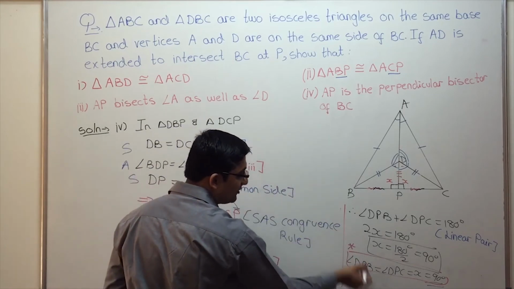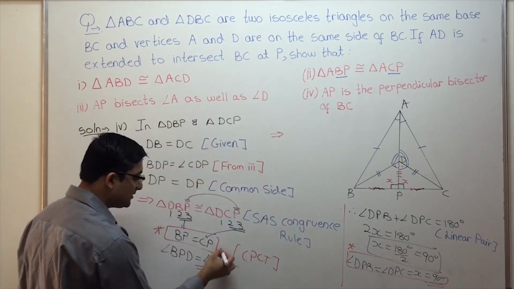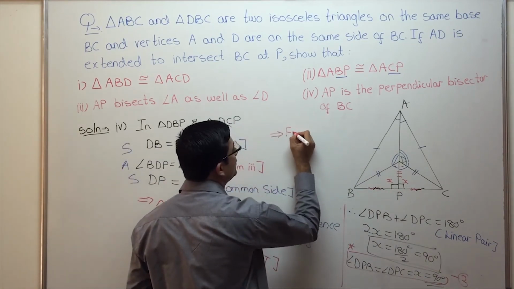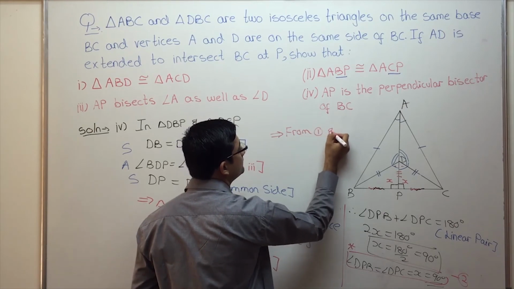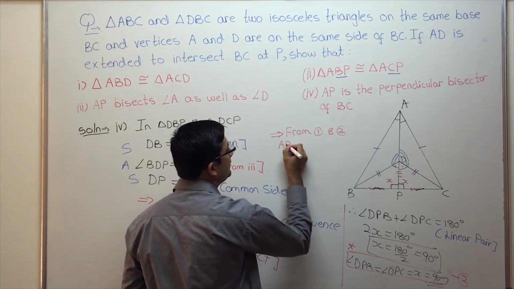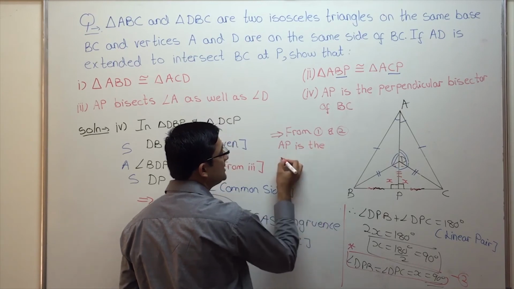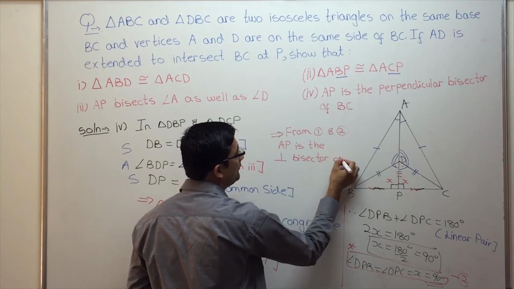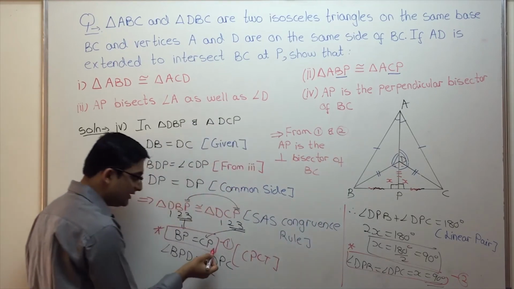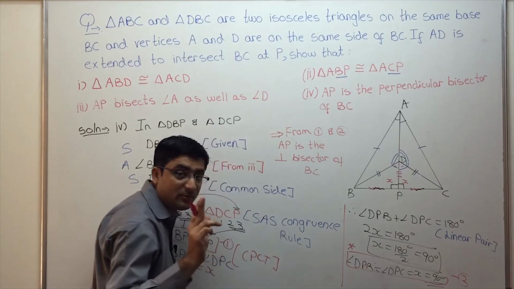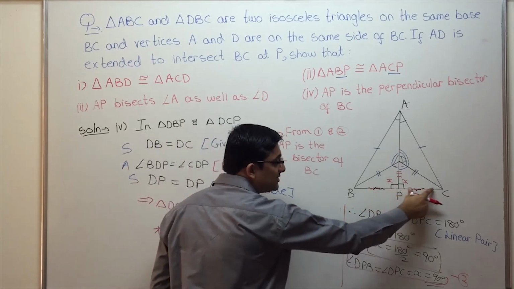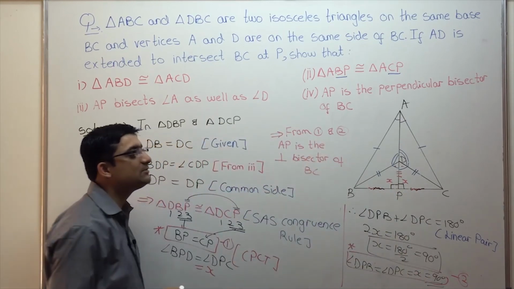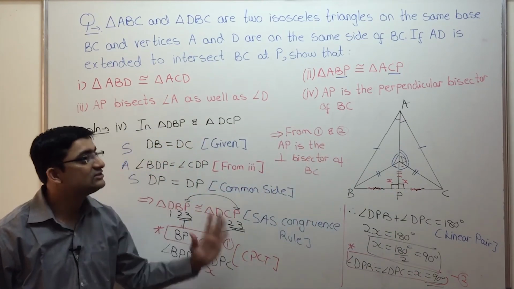So you can write over here, I'm running out of space, but you can write, this implies, let's say we call this over here 1, and we call this over here 2. So you can write over here from 1 and 2, AP is the perpendicular bisector of BC. Label this as 1 and label this as 2. See, for a perpendicular bisector, we need two things. One is this is equal to this, call it 1. Next, these two angles are 90. So from 1 and 2, AP is the perpendicular bisector of BC. So this is how you solve this question.